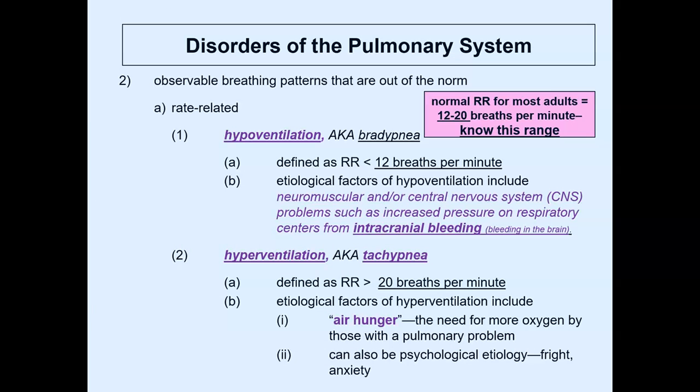Now, with the statement from your patient that I'm short of breath or I can't breathe very well, you are going to further assess and look at how fast or how slow they're breathing. So we always look at the respiratory rate. And when we talk about normal respiratory rate for adults, it is between 12 breaths and 20 breaths per minute. This is something you have to remember, that the normal respiratory rate is between 12 and 20 breaths per minute.